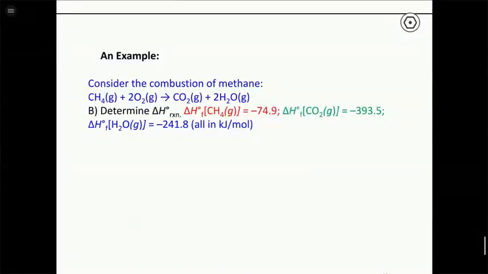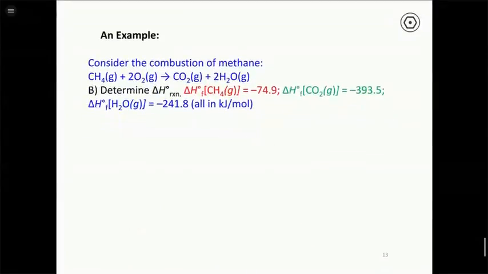Alright, so let's do the combustion of methane first. So we have CH4 burning in the presence of O2 to make CO2 and water. We should recognize that this is a combustion reaction because we're burning a hydrocarbon and making carbon dioxide and water.